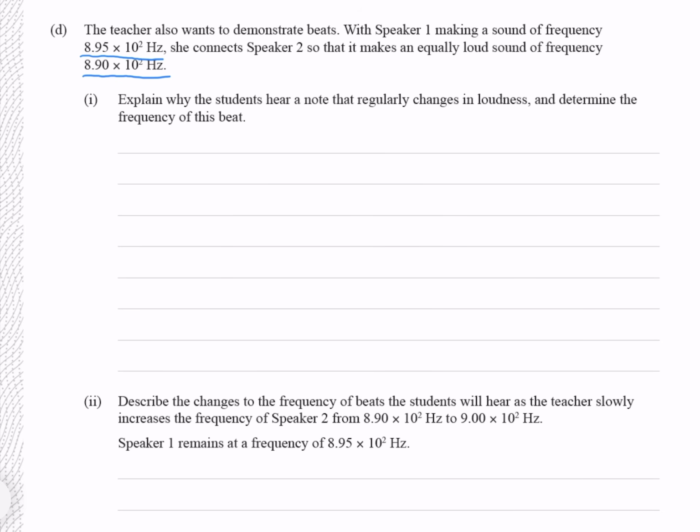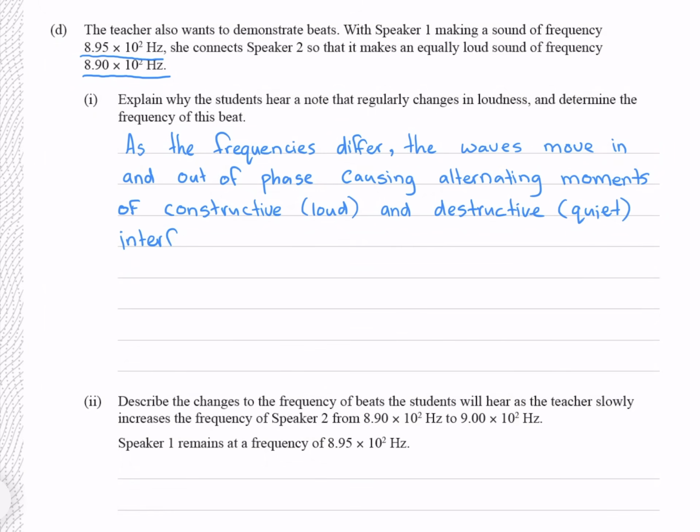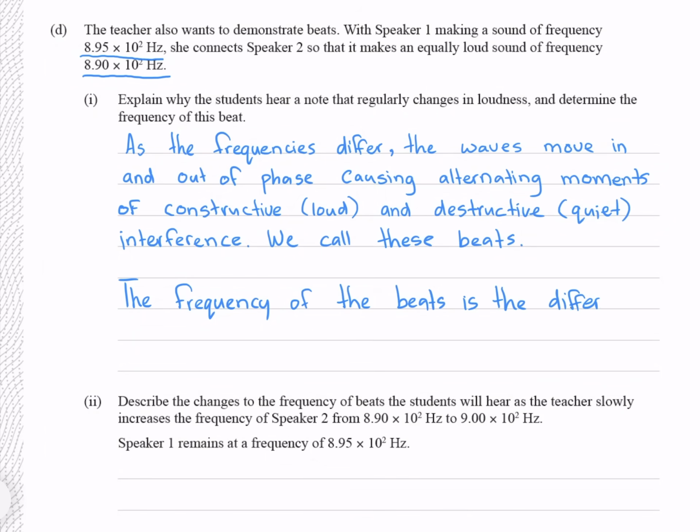So as we get in every Wave Systems exam, we need to describe what beats are. As the frequencies differ, the waves move in and out of phase, causing alternating moments of constructive (loud) and destructive (quiet) interference. We call these beats. The frequency of these beats is the difference in the two frequencies. So to calculate our beat frequency, we just need to find the difference between these two frequencies here, which is just 5 Hz.